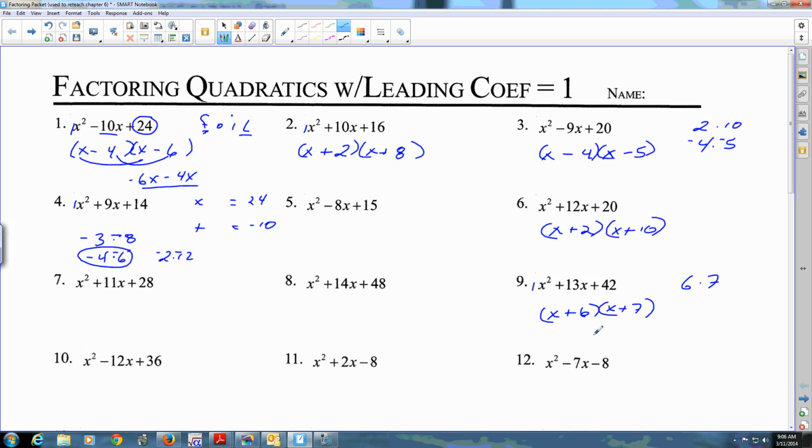Okay, FOIL it quick, just to remind you what you're doing. So x squared plus 7x plus 6x plus 42. So right there, they're adding to the middle, okay, and multiplying to the end. All right?